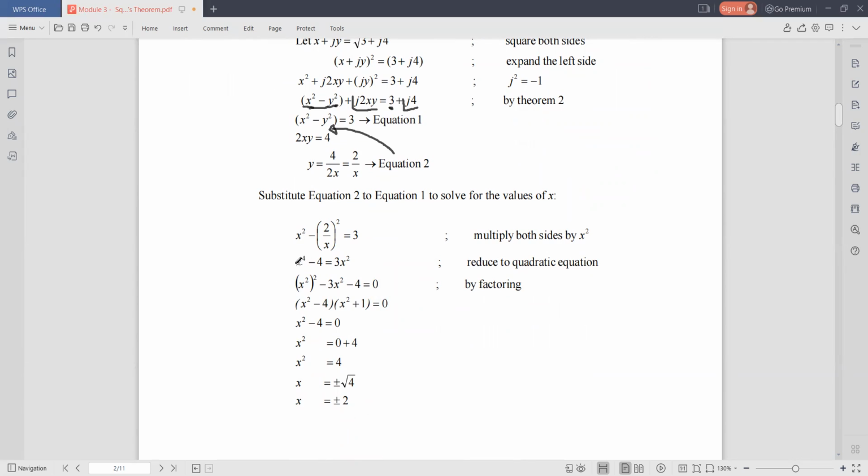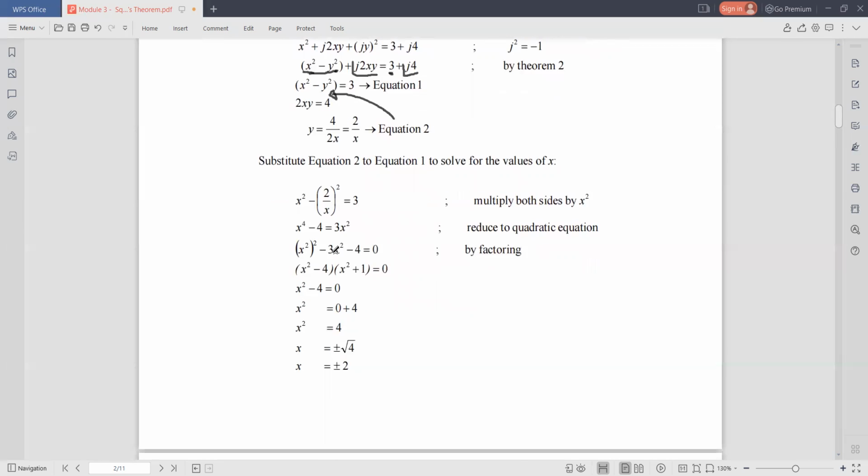So in this case, that is x raised to 4. Okay, so we multiply both sides by x squared, that is x squared times x squared, that's x raised to 4, minus 4. Dito na lang. So this will become, cancel out the x squared here, that is 2 squared. So minus 4 is equal to 3x squared. Yan, 3x squared.